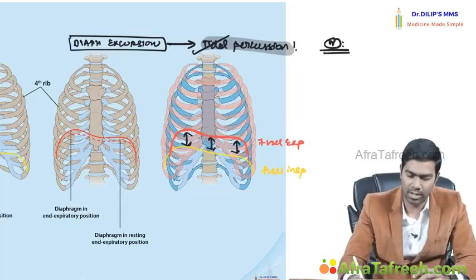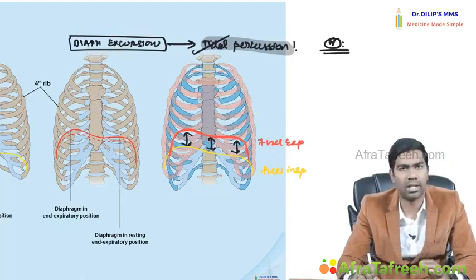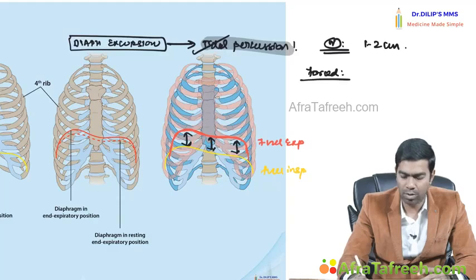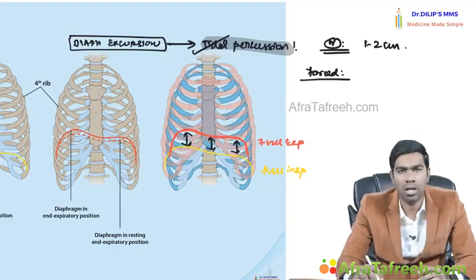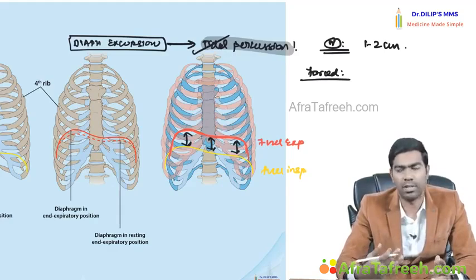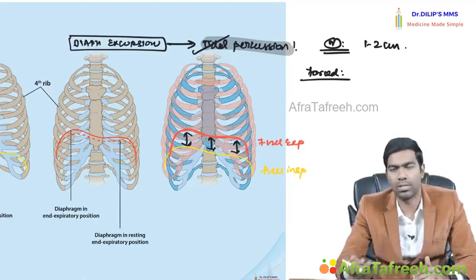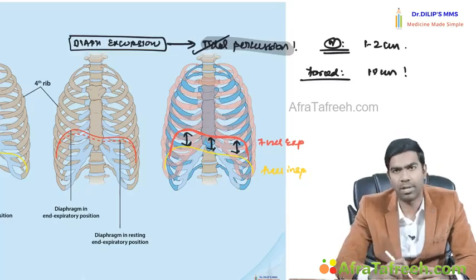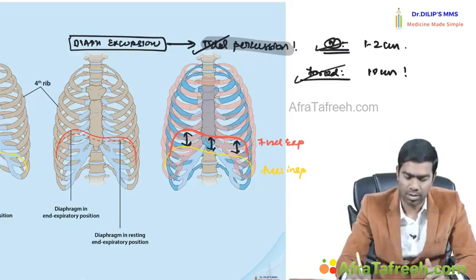Normal diaphragmatic excursion during normal tidal respiration is approximately 1 to 2 centimeter only. But if the respiration is forced, during distress, especially when the respiration has a forced inspiration and forced expiration component, they can move up to 10 centimeter. The diaphragmatic excursion can go up to 10 centimeter in fact. So this is what is very important to understand.